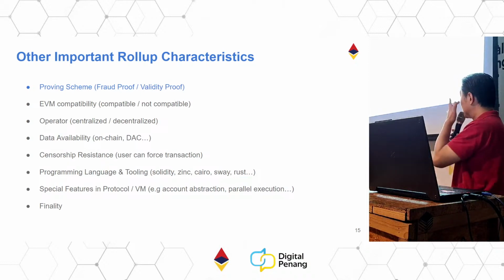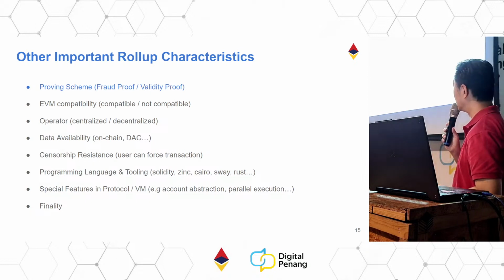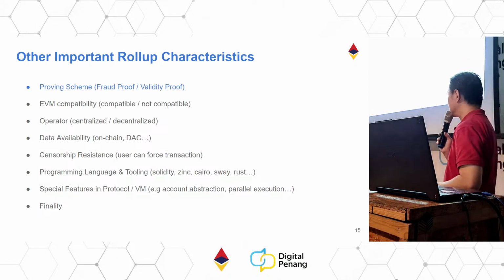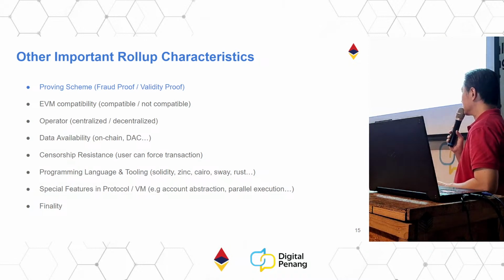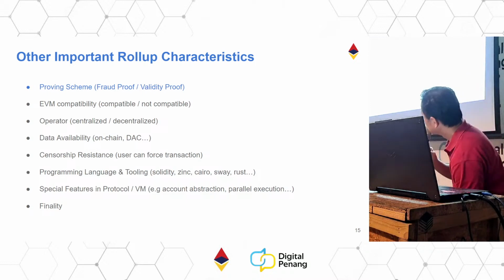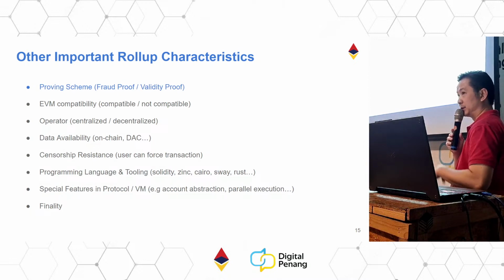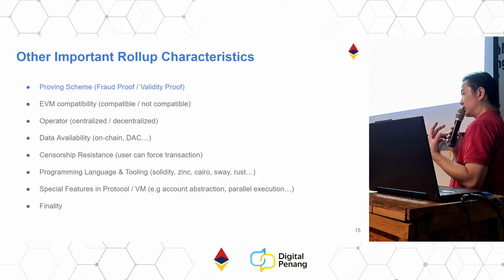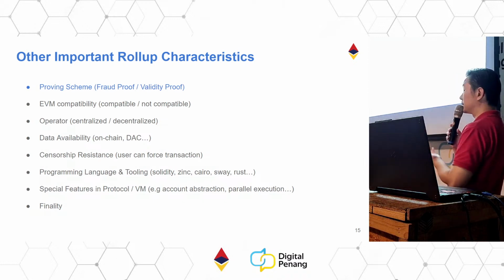Finality. When you talk about rollups, you also need to know the finality. Finality means you need to know when you can actually withdraw. And there are some soft finalities, which say that as and when you submit a transaction to L2, the L2 will give you a receipt, and you can treat that receipt as a signed receipt, as a soft finality.